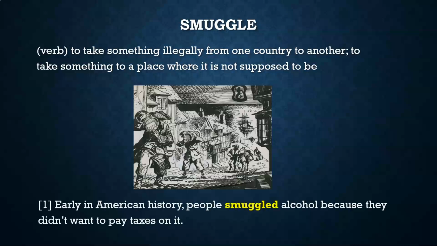Here's an example. Early in American history, you can see this is a drawing of an old time. People smuggled alcohol because they didn't want to pay taxes on it. So in that time in American history, alcohol was legal. There was no law that said that you can't buy and sell alcohol, but the government controlled it and you had to pay taxes on it, and the people didn't want to pay taxes, and so they smuggled a lot of alcohol.